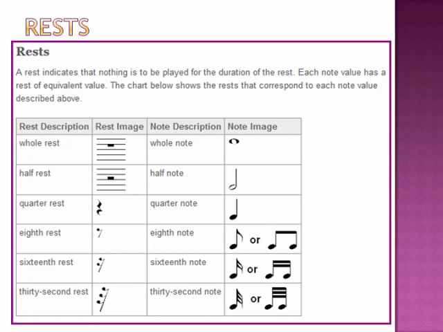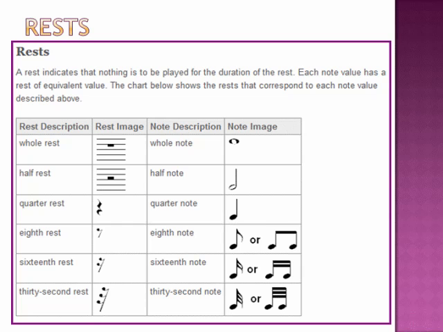Okay, if we have notes to indicate sounds, then we must have something that indicates silence. And the rest is what indicates silence in musical notation. It's a resting place. It's where there is no sound. So every value of note has a corresponding value of a rest.